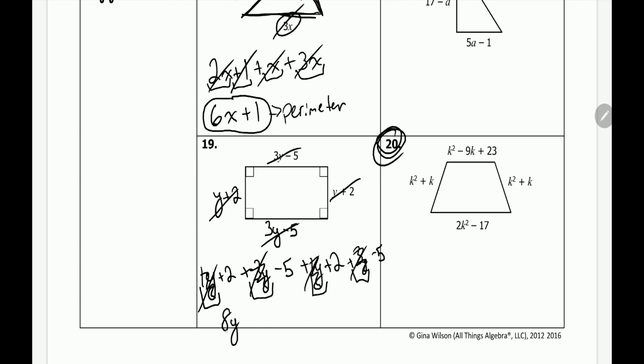Alright? Next, we're going to look at the constant numbers. So we have 2 minus 5 plus 2 minus 5. So 2 minus 5 is going to give us negative 3. Negative 3 plus 2 is going to give us negative 1. And negative 1 minus 5 gives us negative 6. So that means that 8y minus 6 is the perimeter for number 19. And again, number 20 is yours to do by yourself.